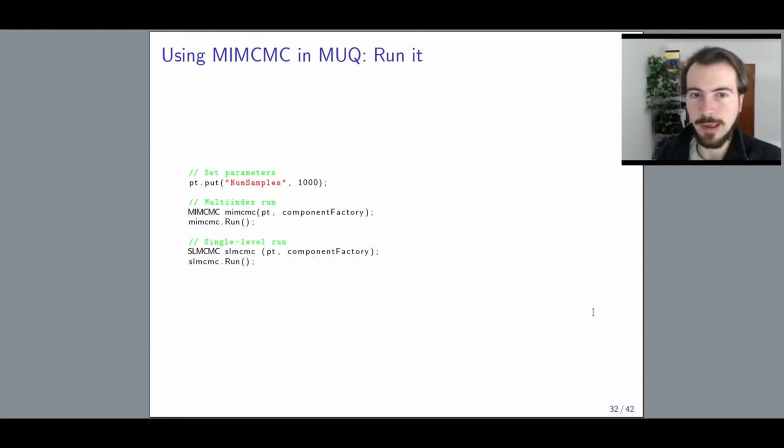Finally, running the whole thing really just means passing the component factory we just defined into the existing algorithms. And just for reference, here's also a single level variant which just runs a regular MCMC chain on the finest model that you define. That's a basic sanity check to see if you still achieve the same expected values. Of course, that's now losing all the advantages of multi-level, but you have a simpler reference point to ensure that you get the right results.